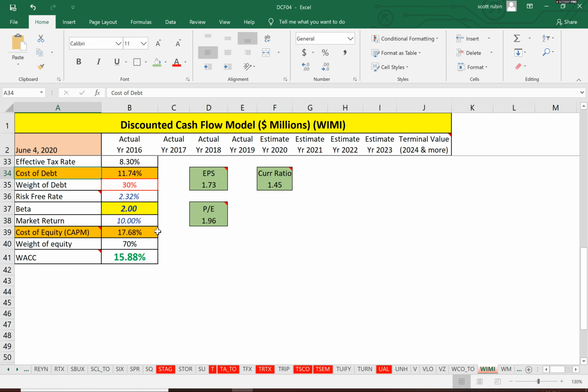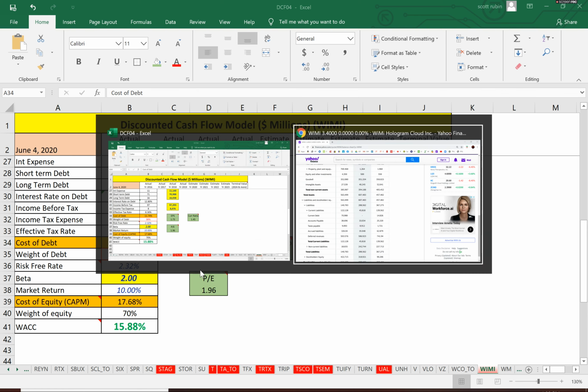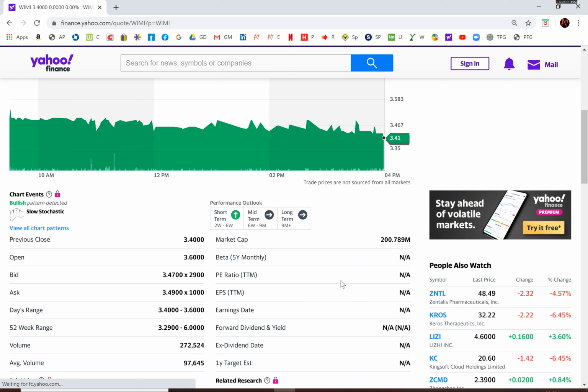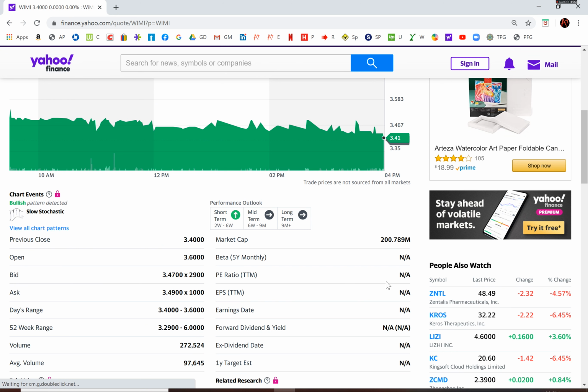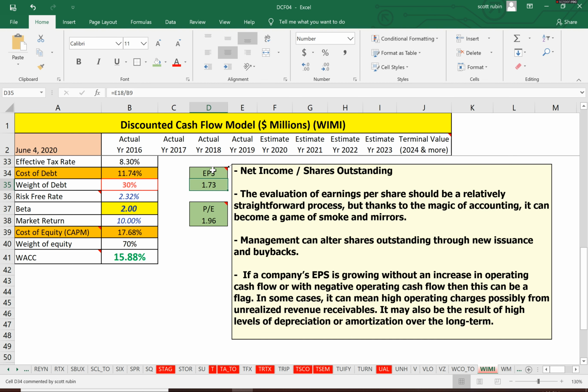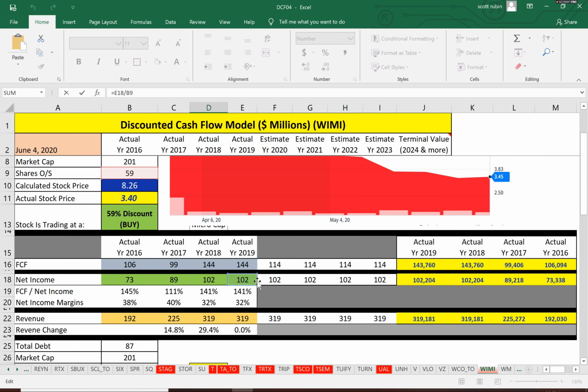Let's look at their earnings per share and their PE ratio. Because if you look in Yahoo Finance, they don't list that. They don't list the PE or earnings per share because there's just not enough data to gather it, but we can easily calculate it. So earnings per share is net income over shares outstanding. And that's on our spreadsheet already. So net income of 102 million, shares outstanding of 59 million.